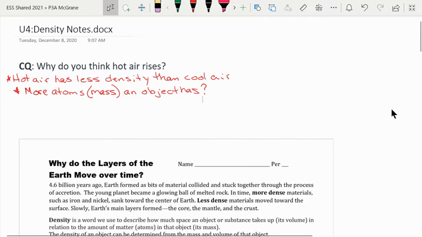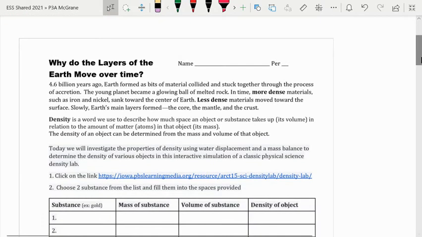So 4.6 billion years ago, Earth formed as bits of material collided and stuck together through a process called accretion. The young planet became a glowing ball of melted rock. In time, more dense materials such as iron and nickel sank towards the center of our planet, and less dense materials moved towards the surface.